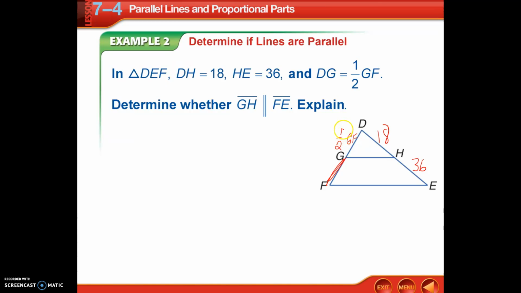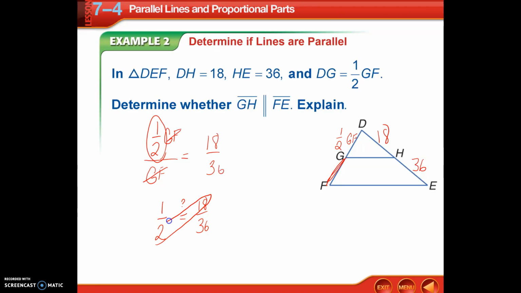So we see that 1/2 GF over GF equals, we're checking to see does that equal 18 over 36. And really what happens is this 1/2 is my scale factor. So does 1/2 equal 18 over 36? We could reduce this fraction, or we can cross multiply and check that way, which we see does 36 equal 36? Yes, so they are parallel.